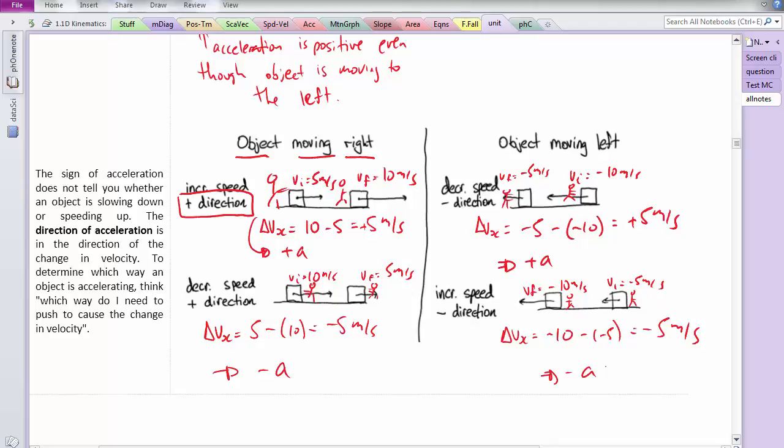Okay, so what's important to take away here is that the direction of acceleration has nothing to do with which way the object is moving. It has more to do with which way the velocity is changing. Okay, and the best way to think about it is which way would we have to push the object in order to give us the desired change in velocity, and that will give you the direction of acceleration.